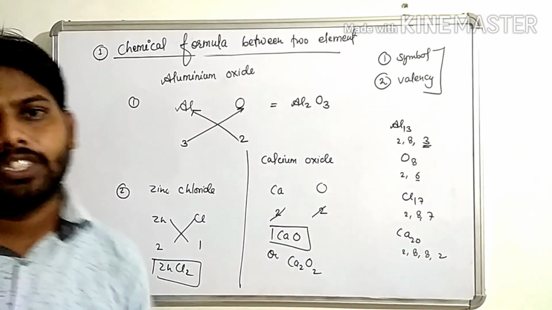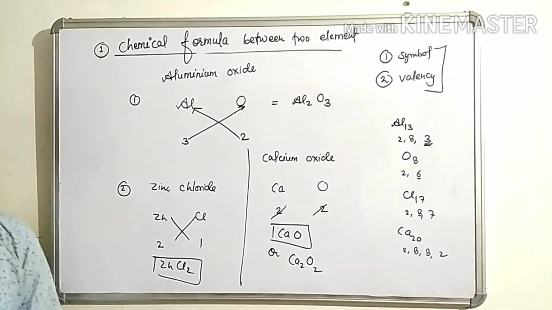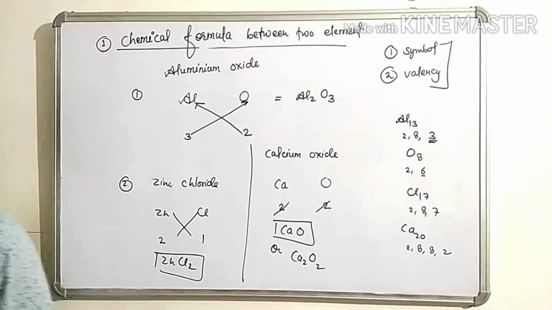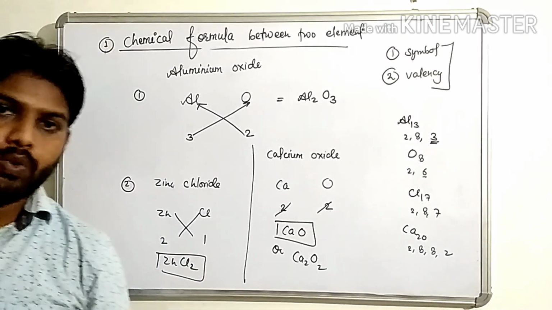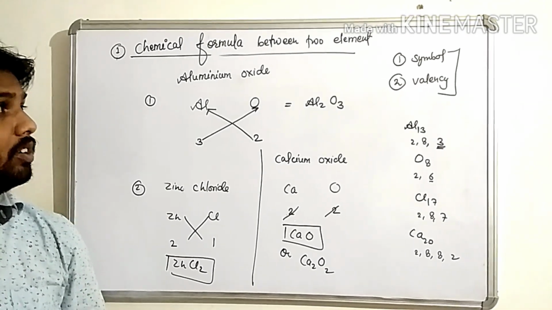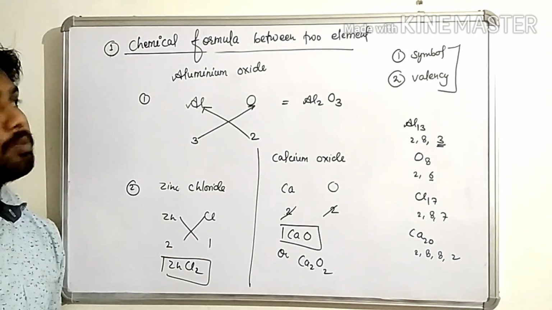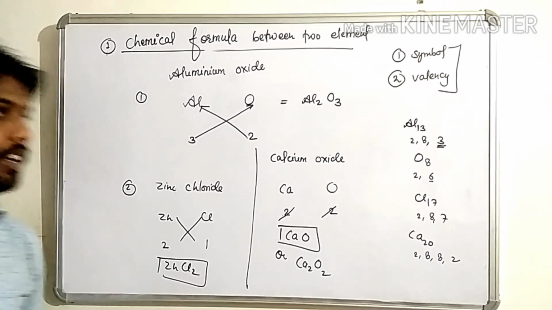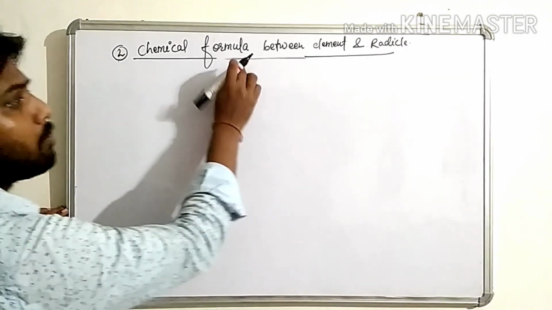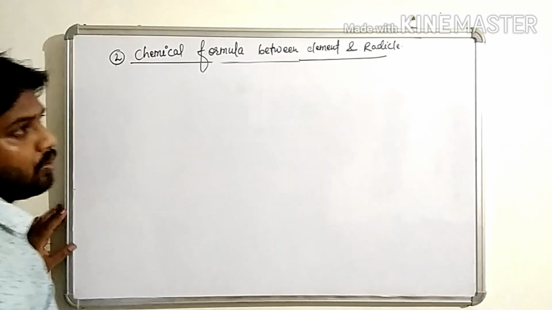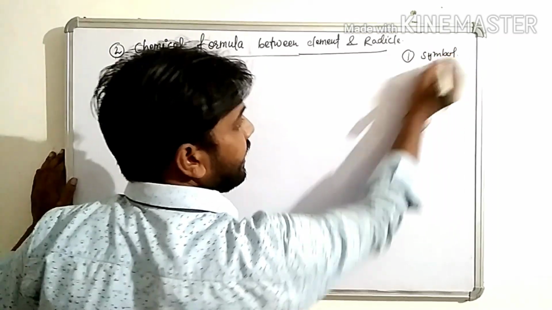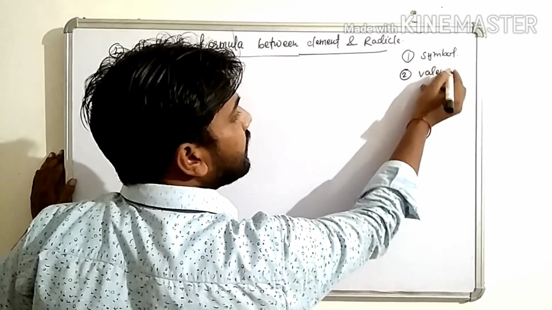So it is very easy, children. Clear, children? How can we make the chemical formula between two elements? Many questions are given in NCERT and side books. You can practice and ask me the questions, children. Now we will see the chemical formula between element and radical. In the same way, we will write their symbol and second is their valency.